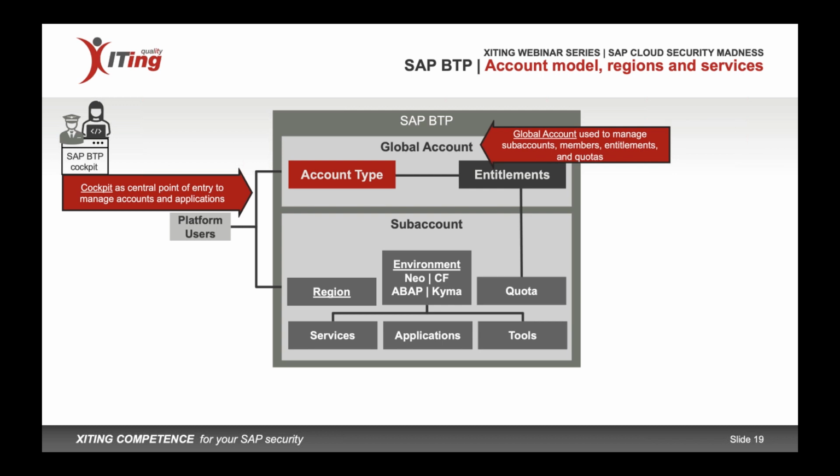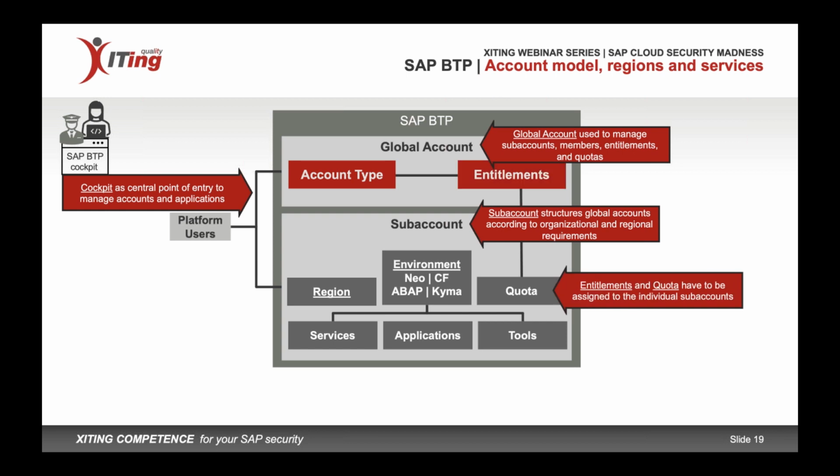A global account is used to manage sub-accounts, the members, the entitlements, and the quotas. And the sub-account is used to structure global accounts according to organizational, regional, or even project requirements. There are entitlements and quotas that have been purchased for a global account, and they have to be assigned to the individual sub-accounts. When you purchase an account, you're entitled to use a specific set of resources, like the amount of memory that can be allocated to your application, in this case, the quota.